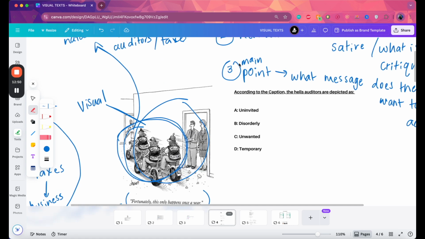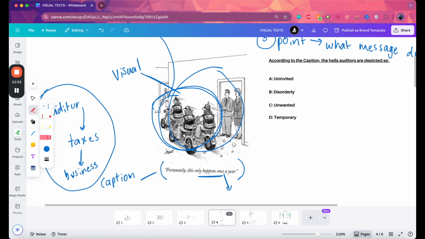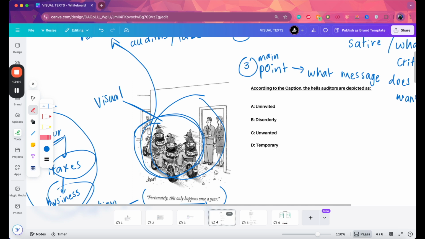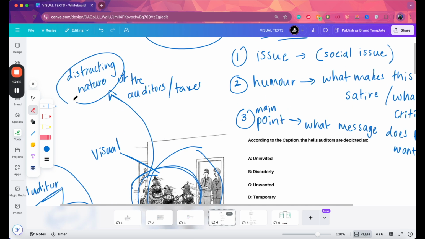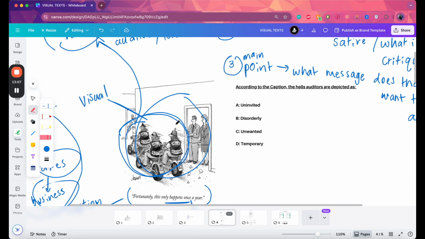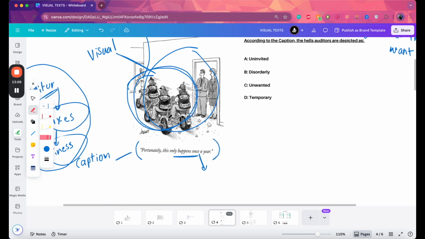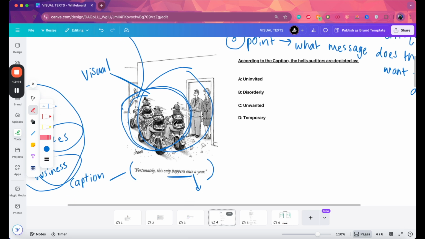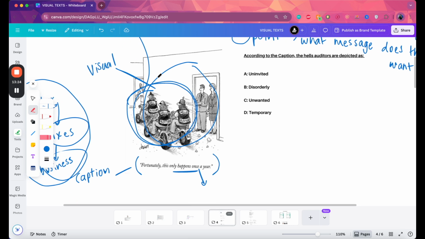And that would essentially be the main point. We would go from, they're trying to talk about taxes or business or something to do with that. And then the humor is the fact that they've used motorcycles as a symbol of being distracting and being annoying, at least in this case. And the main point is that these people that come in once a year for tax purposes kind of disrupt everything that's happening in the workplace. And since they disrupt it, that's the issue that the author wants to get across, that this process is disruptive to everyone in the workplace.